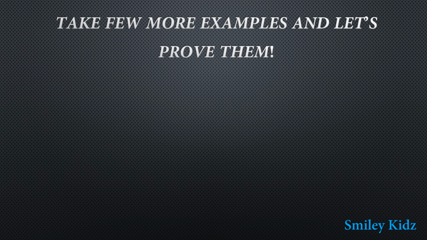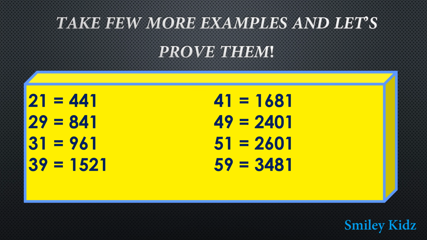Now let's take a few more examples and prove them. Here the table shows us that the numbers which are having 1 and 9 in the units place, their square is always ending with 1. So the property is proved.